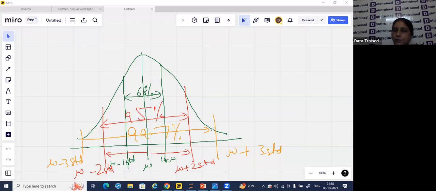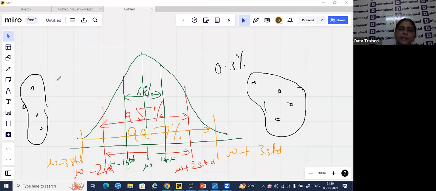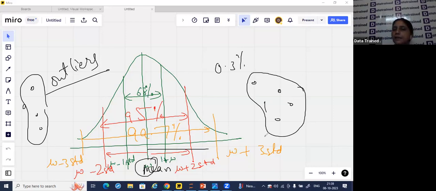Now there is one question coming here: what about the 0.3% data, where does it go actually? So that is here. These data are far apart from 3 standard deviations, and these data are basically outliers. Any data which is far away from 3 standard deviations from the mean value is an outlier. Outliers are also known as abnormal data.